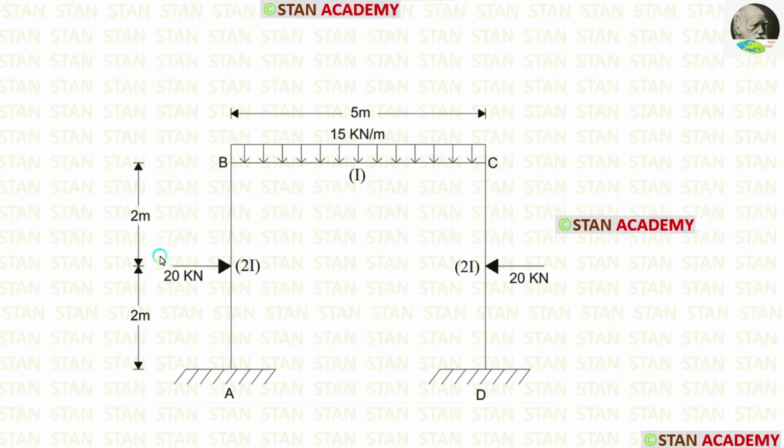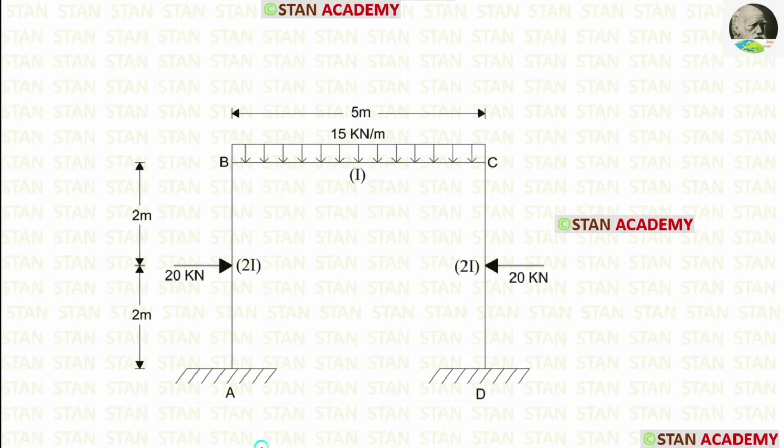The columns carry point loads 20 kN in the centers. The beam carries uniformly distributed load 15 kN per meter acting for the full span. The length of the columns is 4 meter and the length of the beam is 5 meter. The moment of inertia for the columns is given as 2I and for the beam it is I.